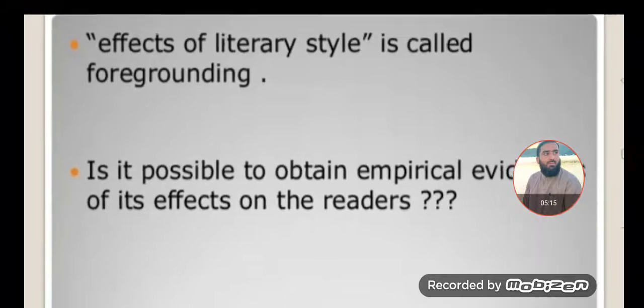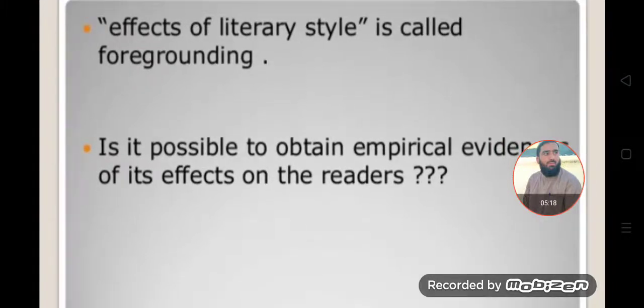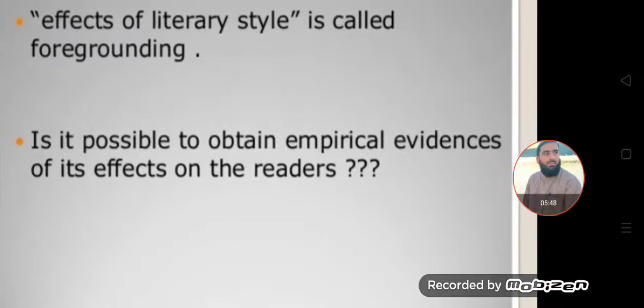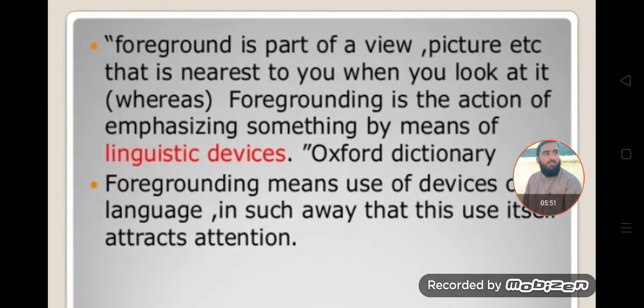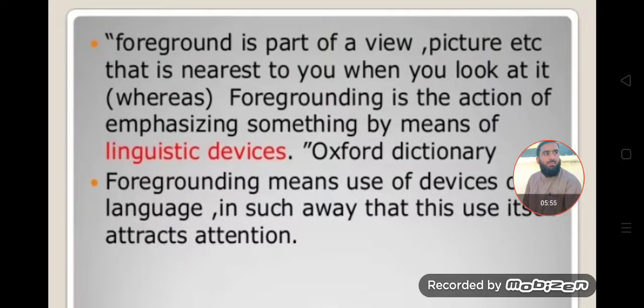Dear students, basically, deviation and parallelism are the two principles. We can say these are the main tools for bringing foregrounding in literary text. What is foregrounding? Foregrounding means the effects of a literary text. So what will be the effects of a literary text on the readers? This is called foregrounding. Is it possible to obtain empirical evidence of its effects on the readers? Yes, it's possible. Foreground is a part of a view, a picture, etc., that is nearest to you when you look at it, whereas foregrounding is the action of emphasizing something by means of linguistic devices.